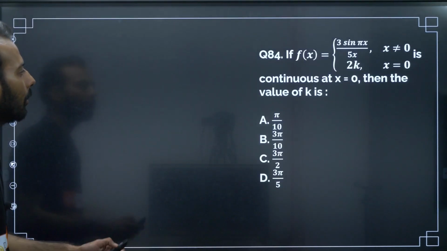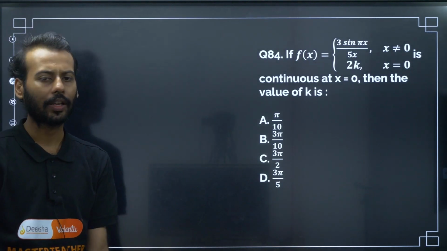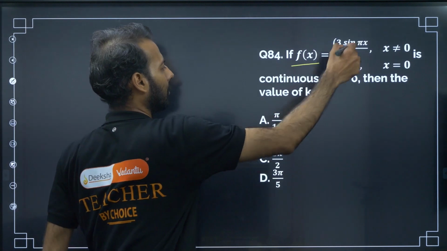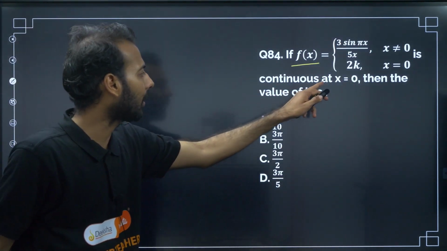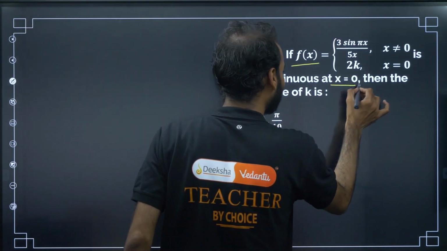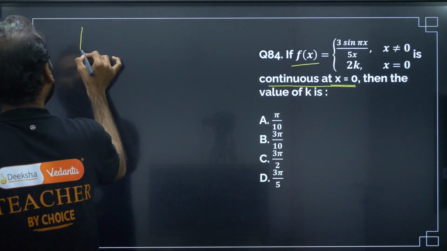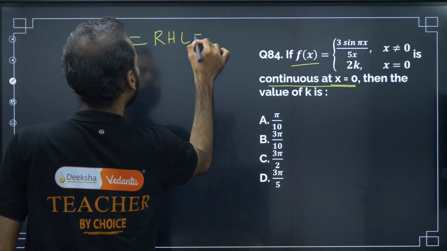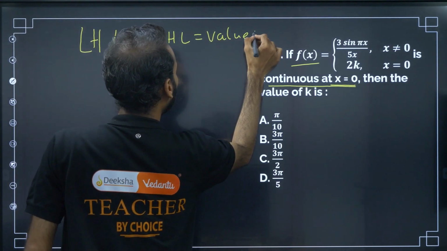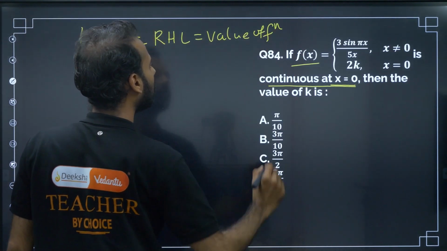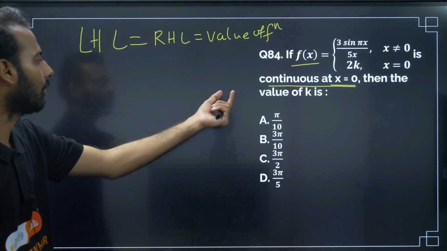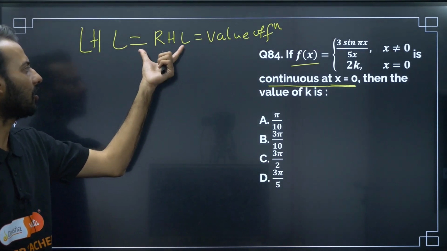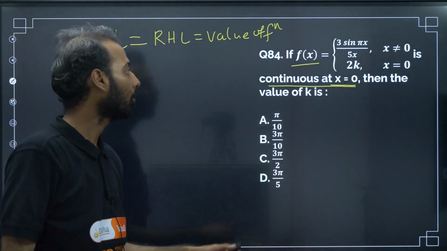Moving to next. If f of x is equal to 3 sin pi x and some function they have defined, one function something like this, is continuous at x equal to 0. So they are stressing continuous at x equal to 0. Continuous means left hand limit is equal to right hand limit is equal to value of the function. In the continuity and differentiability chapter, when they start, what is the definition? This is the condition for function to be continuous.